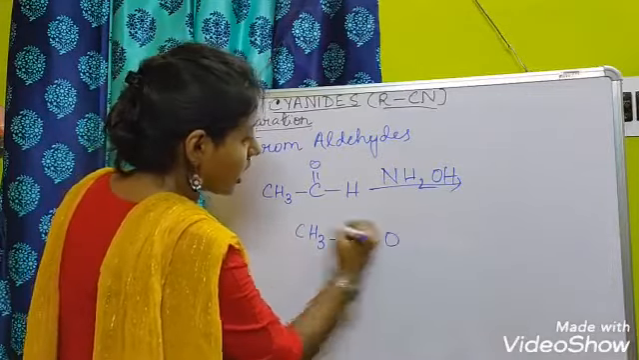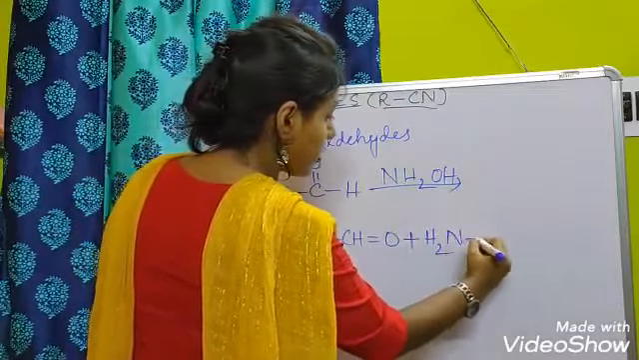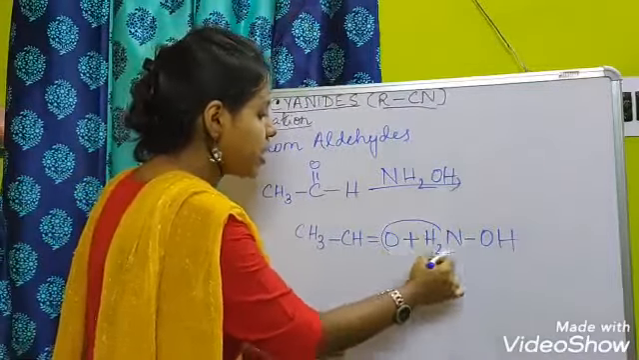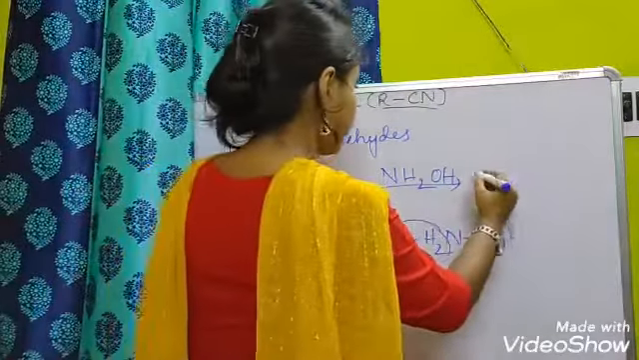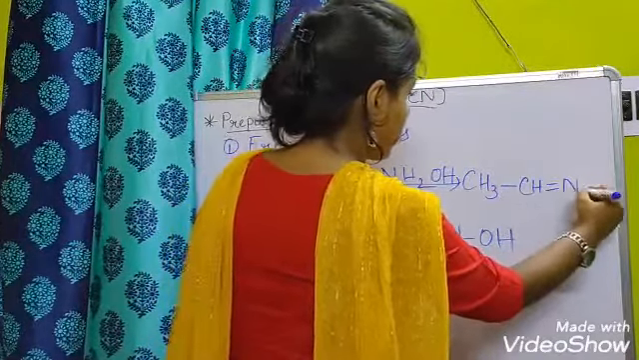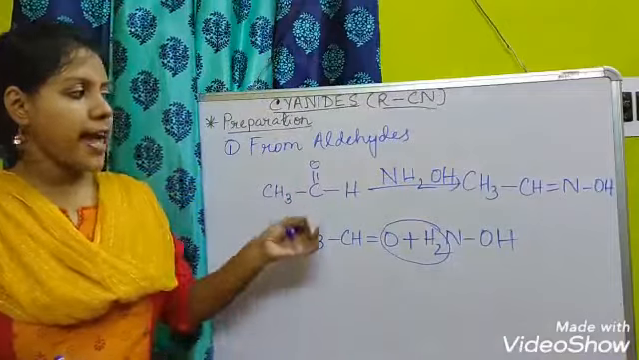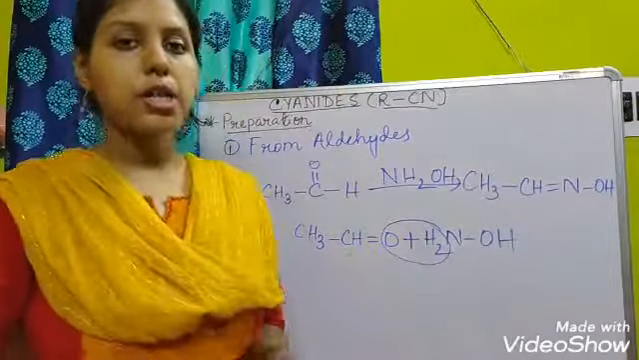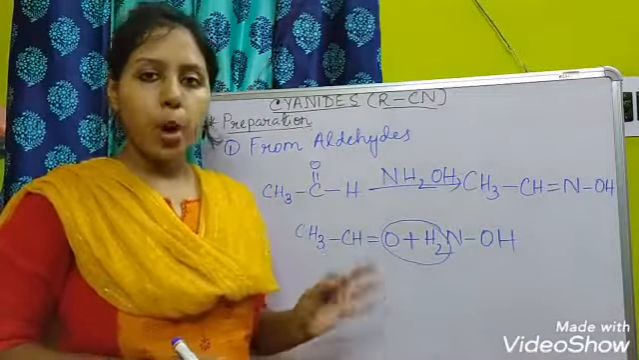CH3CH double bond oxygen plus hydroxylamine. There will be the elimination of one water molecule from here. So there will be the formation of CH3 single bond CH double bond NOH. This is known as acetaldoxime. One oxime type product, an aldoxime type product, is obtained from the aldehyde and hydroxylamine.